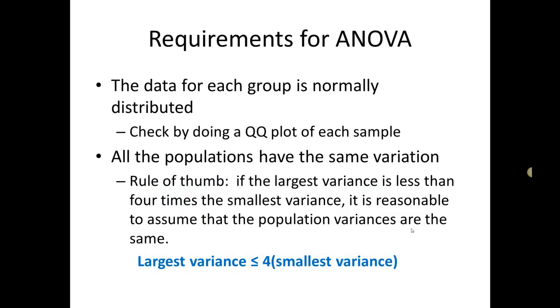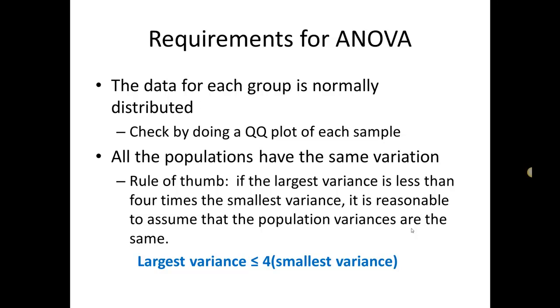First, the data for each group needs to be normally distributed. We can check this by doing a QQ plot of each sample. And if there's not any obvious departures from normality, we can feel pretty good about the normality assumption.